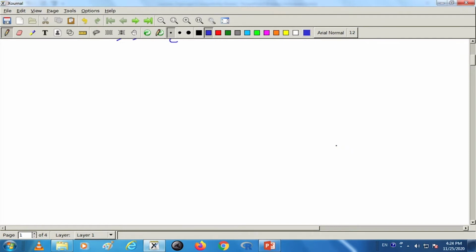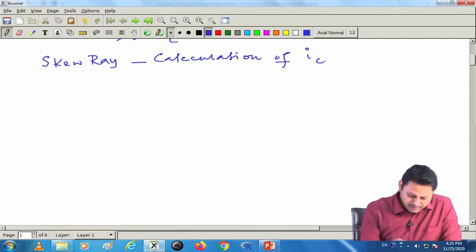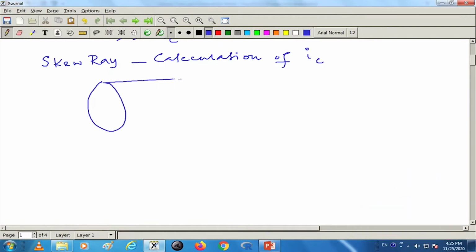Now, we will calculate the same thing for skew rays. Calculation of acceptance angle IC. Well, this is a bit tricky because the geometry is not straightforward. First, we need to understand the geometry. So, let me first draw the geometry very carefully.